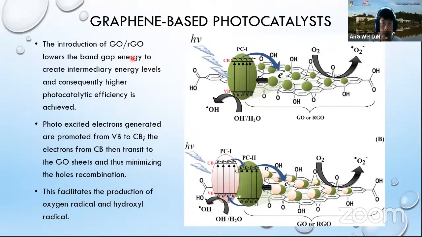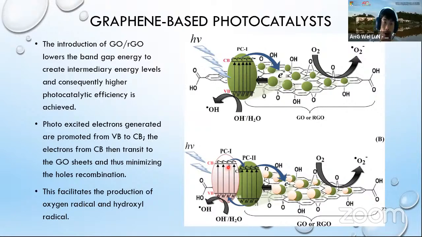Basically, the introduction of graphene or reduced graphene lowers the energy gap here. Imagine that you need a certain power to excite the electron from the valence band to the conduction band. But if you have graphene or graphene materials here, the electron does not have to go from here to here. So even with a little bit of energy, the electron can be excited from here to maybe the valence band of the graphene, and then the excitation will be carried out here.